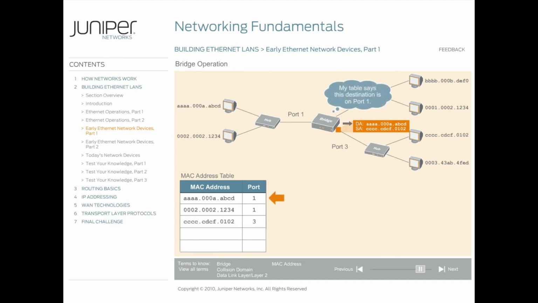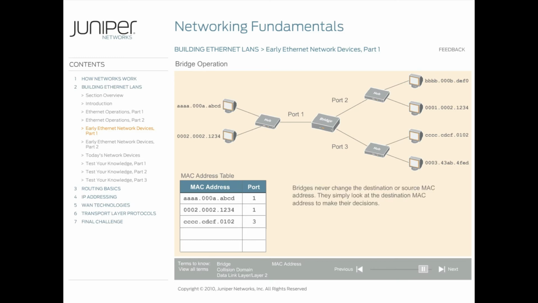If the destination MAC address is in the MAC address table and is located off a different port, the bridge forwards the frame only on that port, again reducing overall network traffic. If the destination MAC address is a broadcast or multicast address, the bridge must always forward it out every other port. Because a bridge is just another device in the collision domain, it follows the same MAC protocol as every other device. It is important to note that bridges never change the destination or source MAC address. They simply look at the destination MAC address to make their decisions.